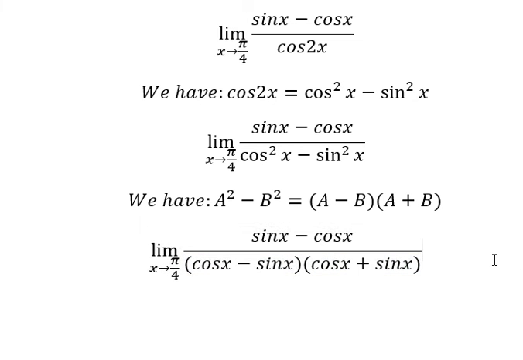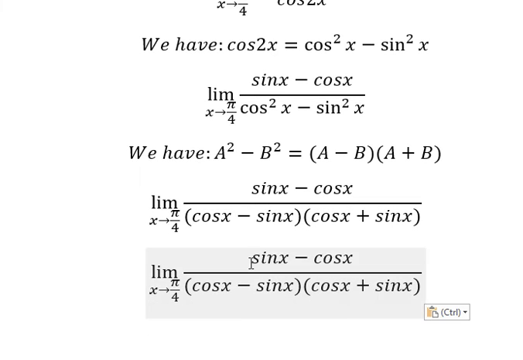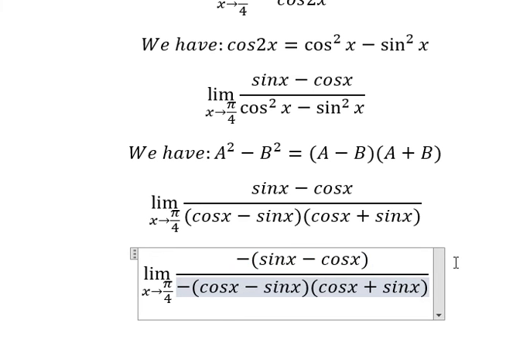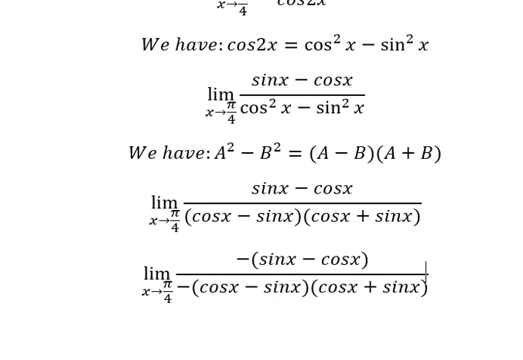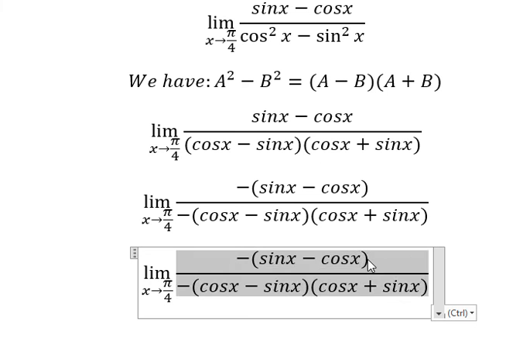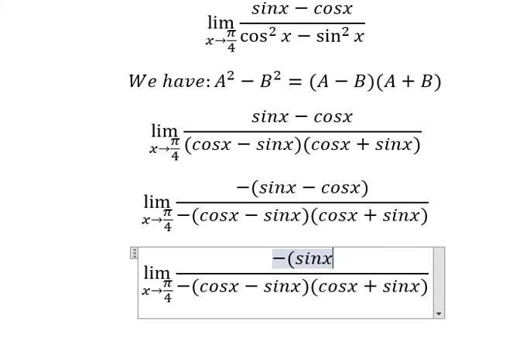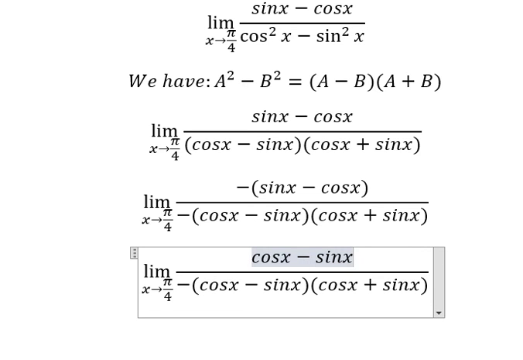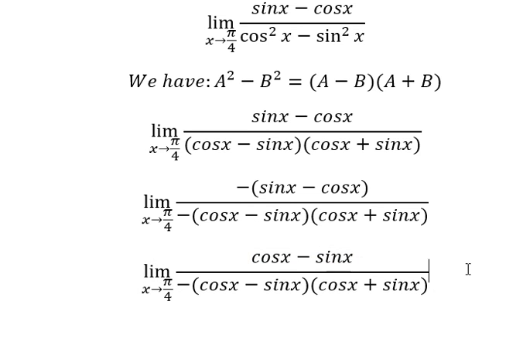Next, we can put the negative on the numerator and the denominator. So we change the sign of this one and we have cosine x minus sine x. Now we need to simplify.